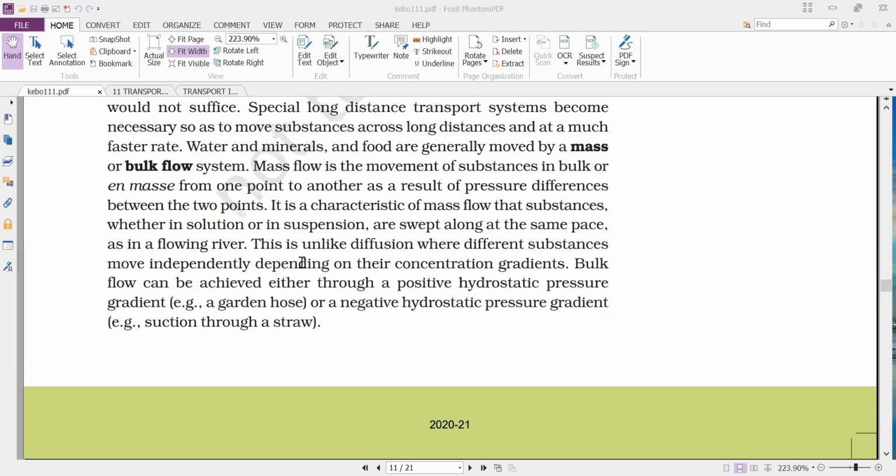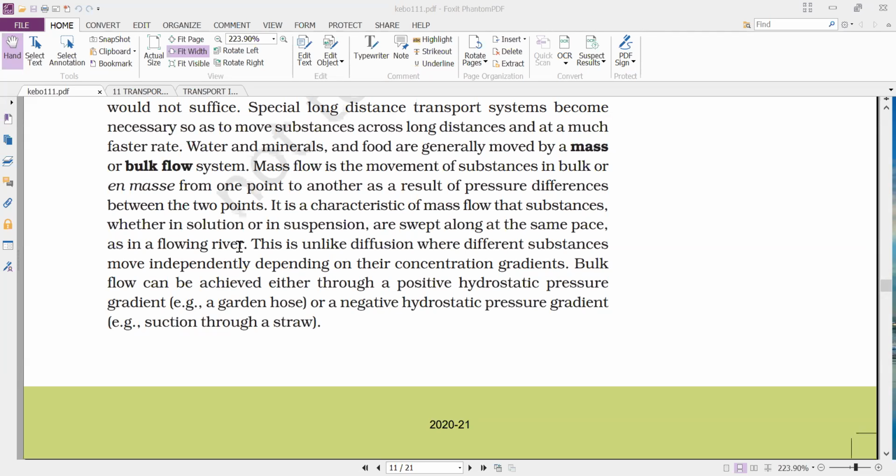That is what we can see here. It is a characteristic of mass flow that substances, whether in solution, that is, dissolved, or present in the form of a suspension, are swept along at the same pace. That means the molecules move with the same speed as the water.